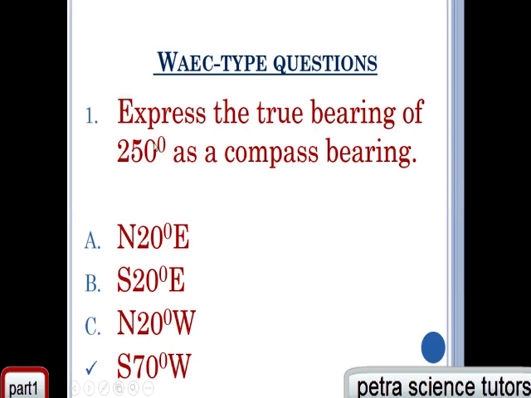Because 180 plus the value that will give us 250 degrees. So 250 minus 180 is simply 70 degrees. So south 70 degrees west is the correct answer for question 1.